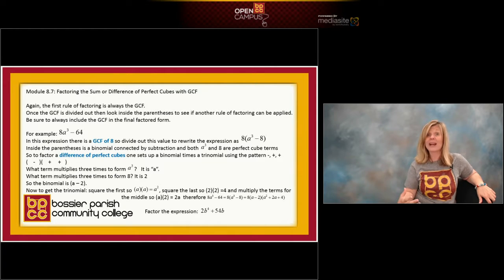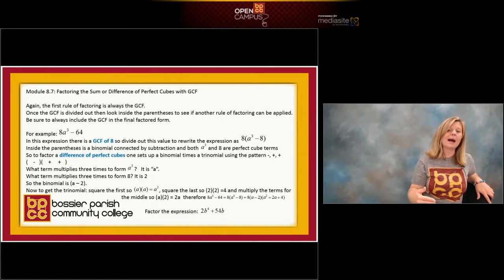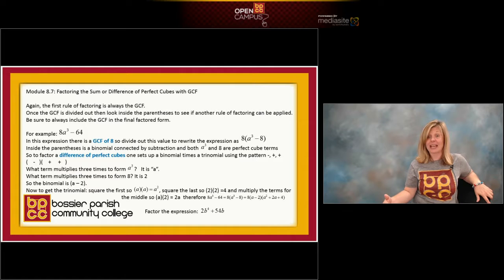And remember, I want the greatest amount. Well, the greatest amount I can divide them both by is 8. So I'm going to pull out that 8 and write it in front, and then tell me what's left. When I divide 8a cubed by 8, I'll be left with a cubed. And if I divide negative 64 by 8, I'll be left with negative 8. So I pull out my GCF, and I put in one set of parentheses what's left.